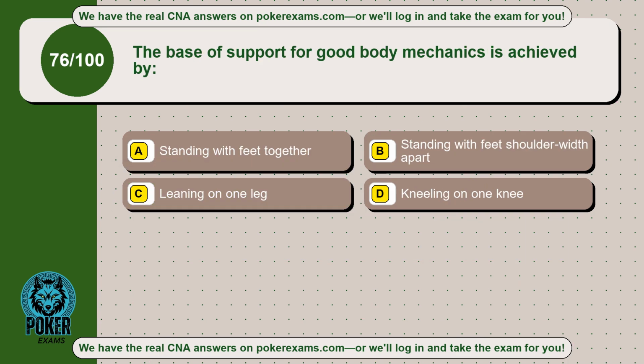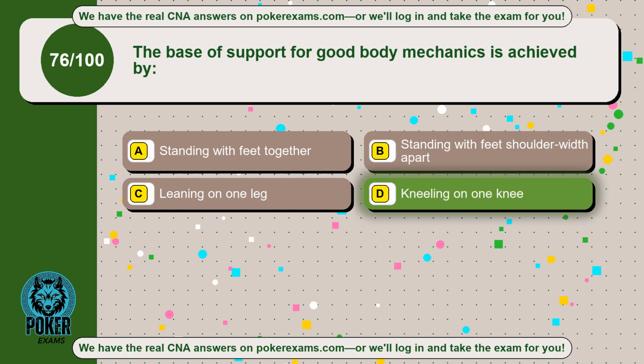Question 76. The base of support for good body mechanics is achieved by. Option A. Standing with feet together. Option B. Standing with feet shoulder width apart. Option C. Leaning on one leg. Option D. Kneeling on one knee. The correct answer is option D.